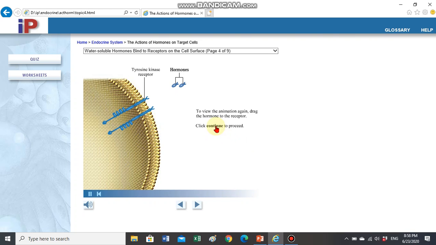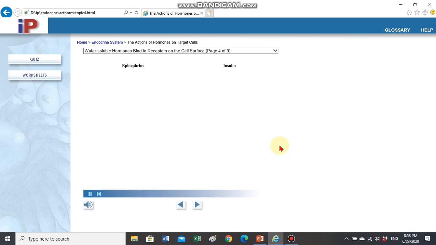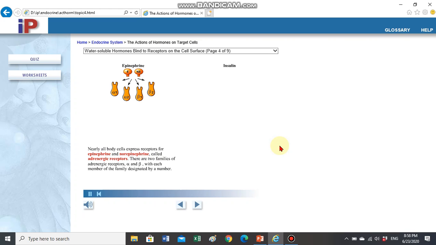Click Continue to proceed. On this page, we will study mechanisms used by epinephrine and insulin to induce cellular responses. Nearly all body cells express receptors for epinephrine and norepinephrine called adrenergic receptors. There are two families of adrenergic receptors, alpha and beta, with each member of the family designated by a number. All adrenergic receptors bind both epinephrine and norepinephrine, although with different affinities. All adrenergic receptors activate G proteins.